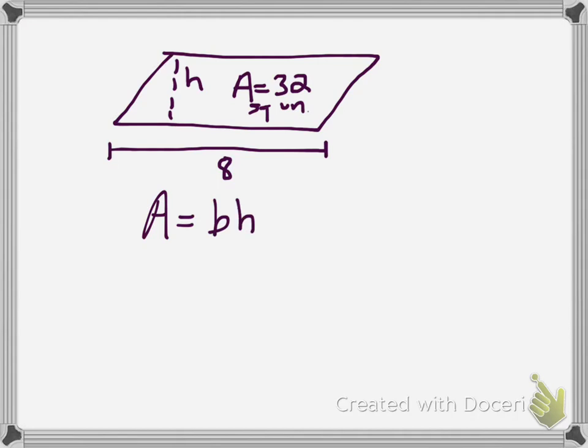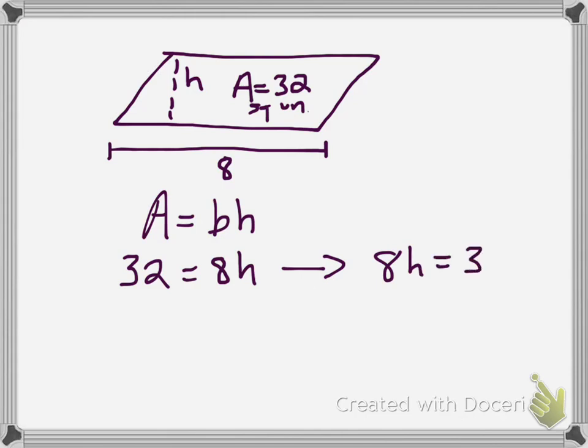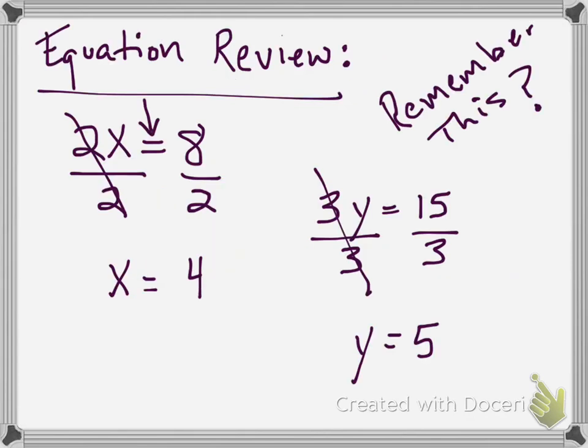So let's begin to plug in what we know, or another word for that is to substitute. I know that the area is 32, so I'm going to substitute that 32 in for the area. I know that the base is 8, so I'm going to substitute that number in where my b is. I don't know h, so I'll just keep it there. So now I have this equation: 32 is equal to 8h. If you really don't like how that looks, it's fine to turn it around and just say 8h equals 32. It doesn't matter.